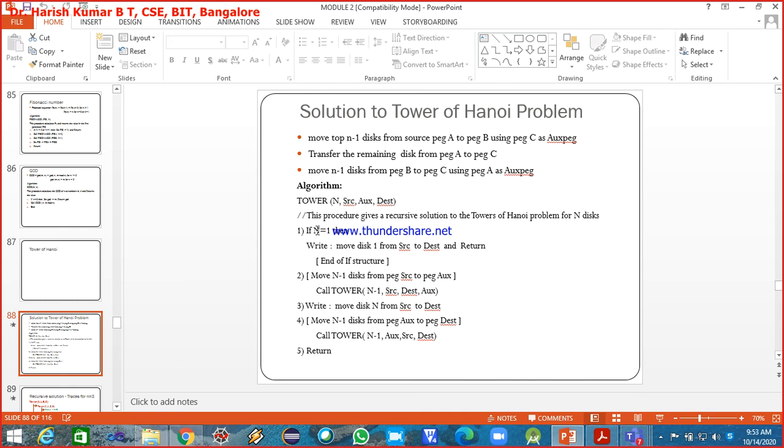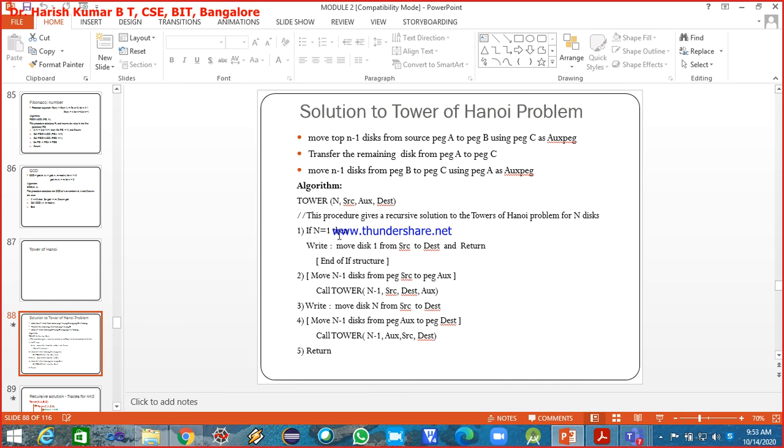Okay. Now here we check: if n is equal to 1, what is the solution? Move disk 1 from source to destination and return directly. If there is only one disk, you can directly move it from what? Your source peg A to the destination peg C, and end the function.